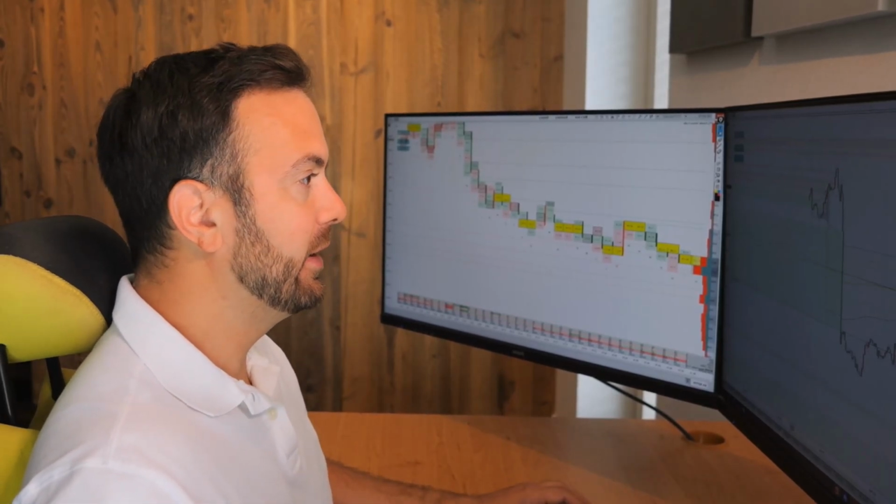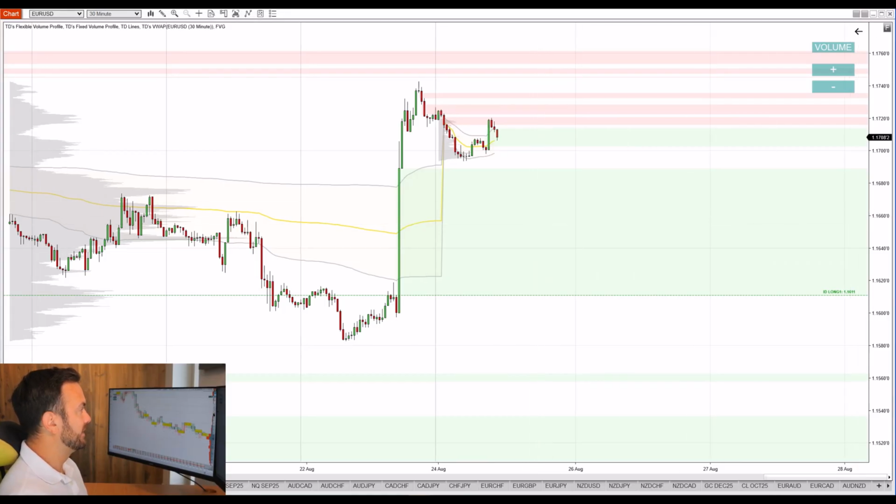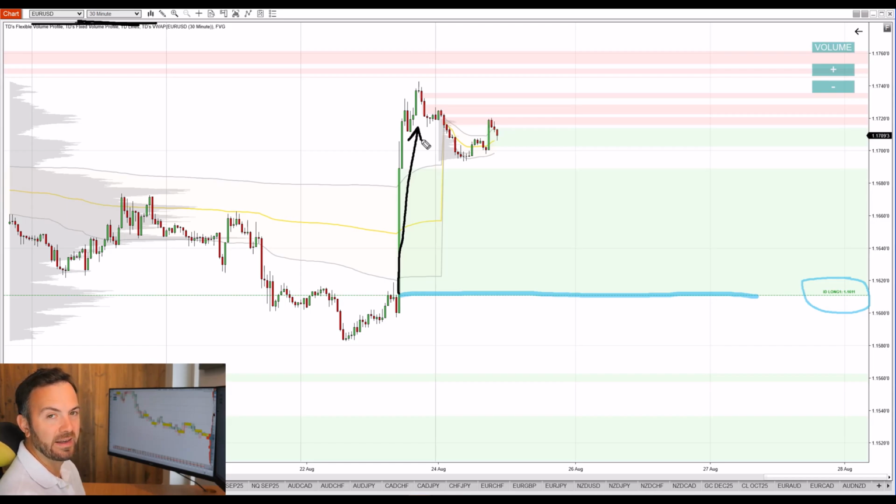Let's start with the euro dollar. On your screen, this is the NinjaTrader 8 platform with my custom-made volume profile and VWAP indicators. This is a 30-minute chart of the euro dollar. And that trading level that formed on Friday and that I want to cover here is this one. It is a support at 1.1611, and as you can see, it is at the base of this very, very aggressive buying activity.